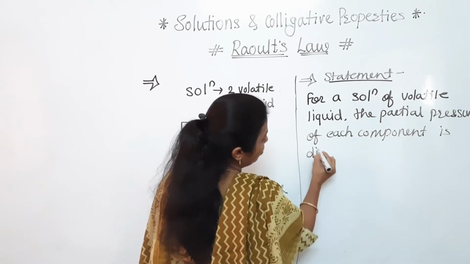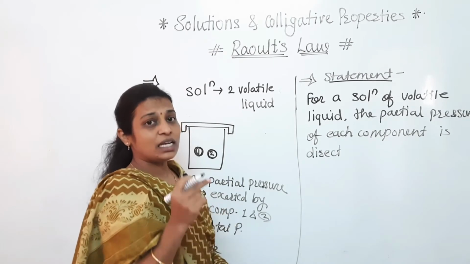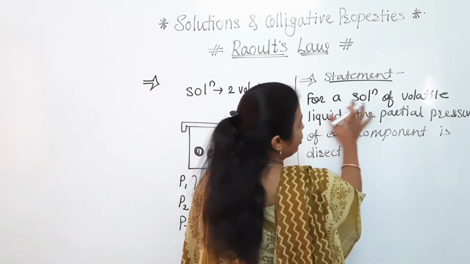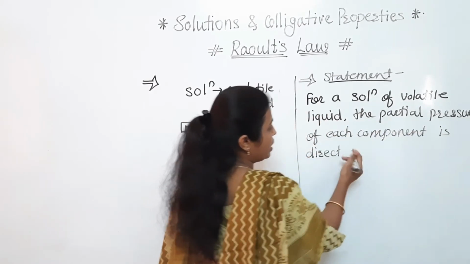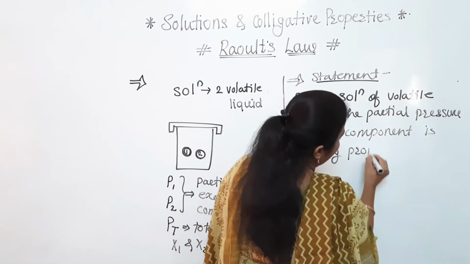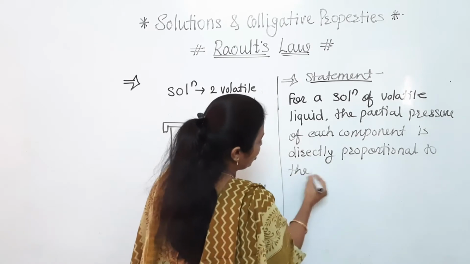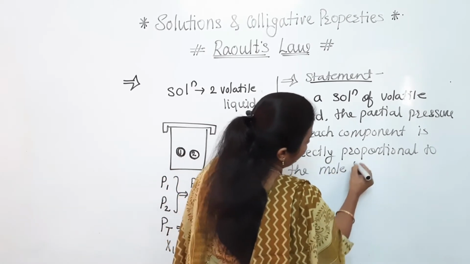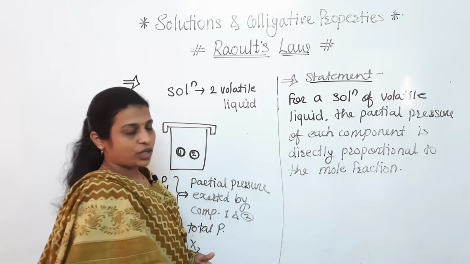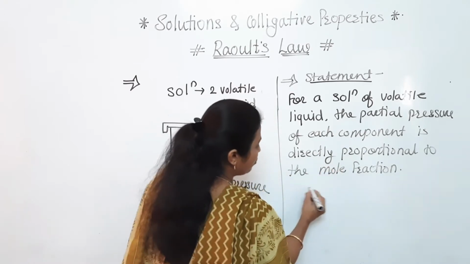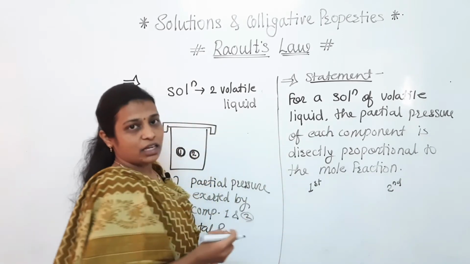is directly proportional to, of each component, whose component is there? It is of the solution. So for a solution of volatile liquid, the partial pressure of each component is directly proportional to the mole fraction. Clear to everyone? Mole fraction of each component. So simply partial pressure for the first component and for the second component. We will write that formula separately.